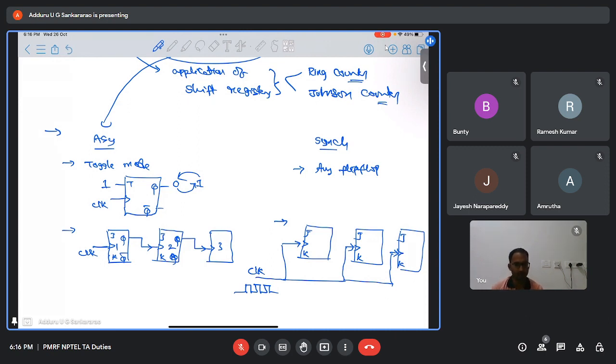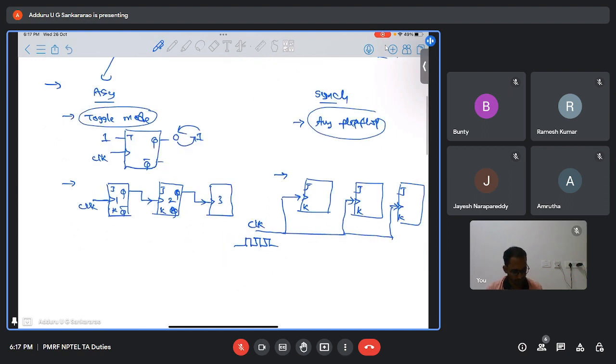For an asynchronous counter, the output of one flip-flop drives the clock input of the next flip-flop. And for constructing an asynchronous counter, we require flip-flops which are in toggle mode. And any type of flip-flop we can use for constructing a synchronous counter.